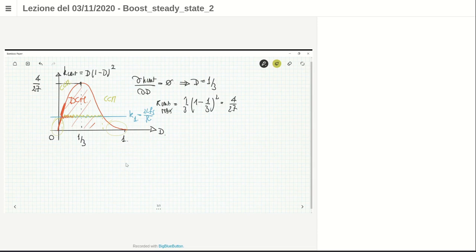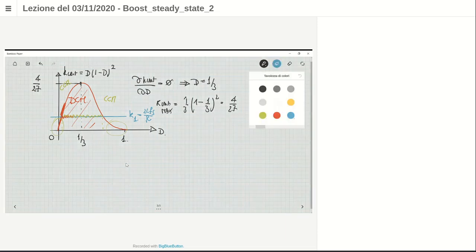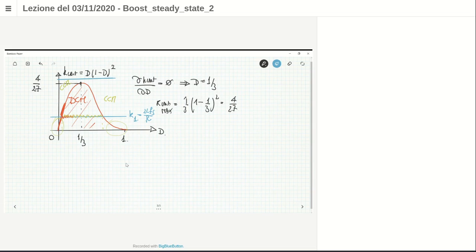What happens if you want to be sure to operate your boost converter in CCM for all the possible duty cycles? Then you have to choose a K which is higher than the maximum of K critical, which is 4 divided by 27. If K is larger than 4 divided by 27, then the CCM is obtained for all duty cycles.